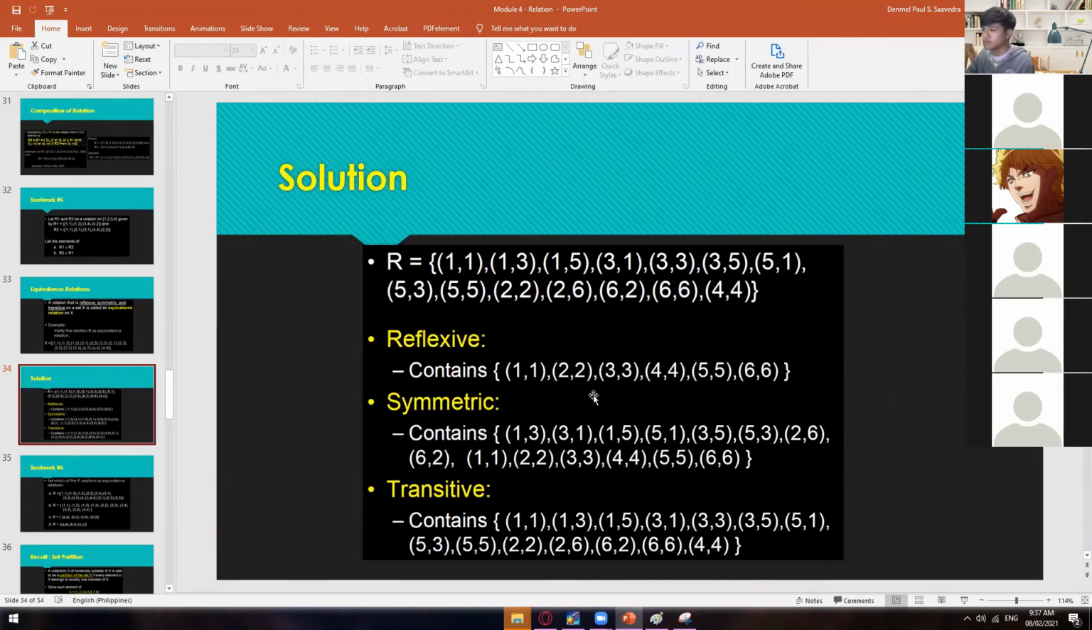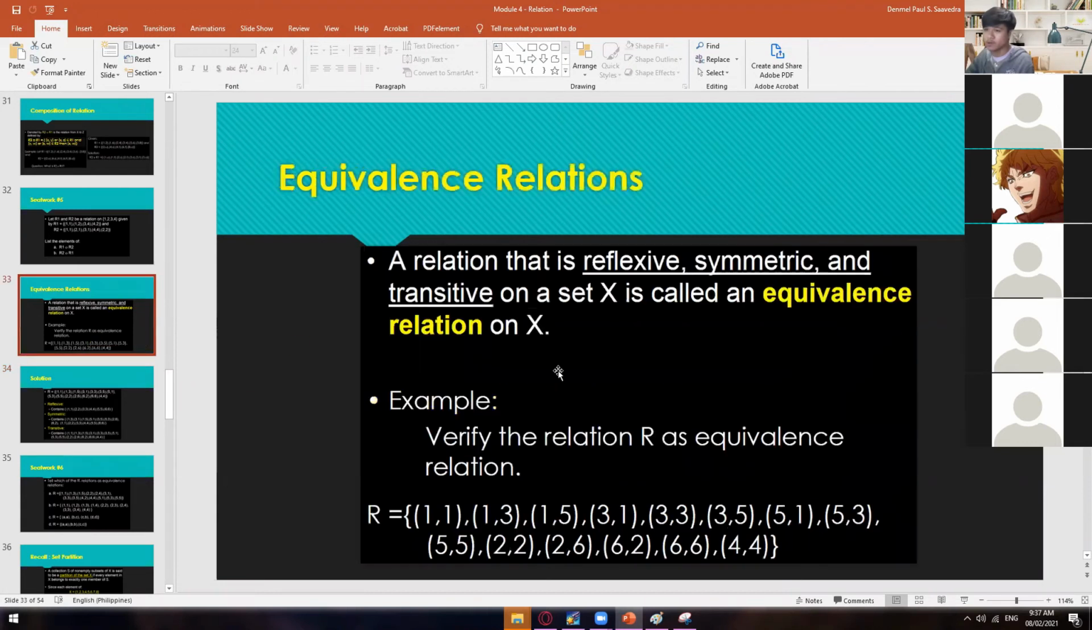So we will not discuss this one by one anymore because this one is quite similar to the partial order. It's just that instead of anti-symmetric, this one will become symmetric. So are we clear so far regarding equivalence relation? Yes, sir. Yes po. All right, that's good that some of you are now starting to respond.